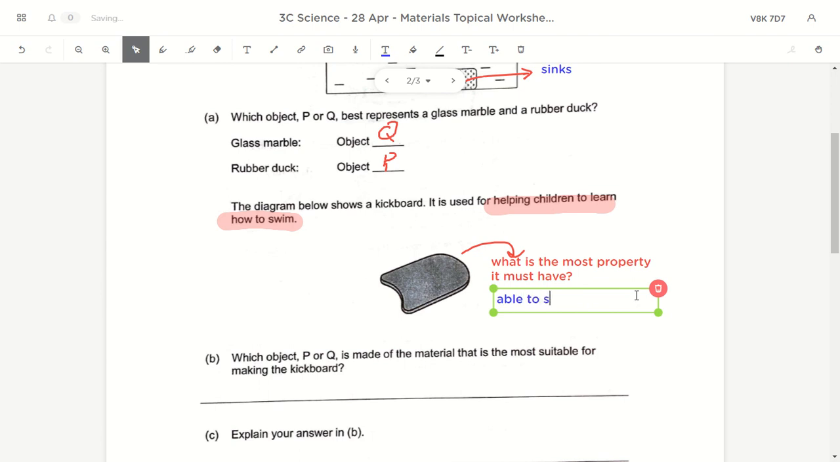Okay, there's no point if it sinks to the bottom of the pool, and then how are you going to use it to learn how to swim? So the most important property is that it must be able to float. Okay, so which object, P or Q, is made of the material that is most suitable to make the kickboard? I want the kickboard to float, so it must be P. The answer is P, because the kickboard needs to float.